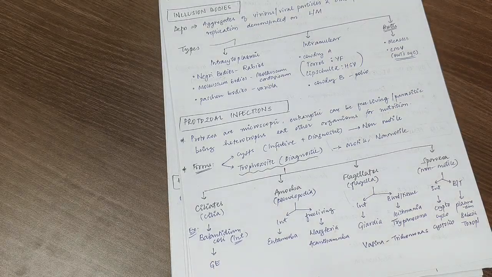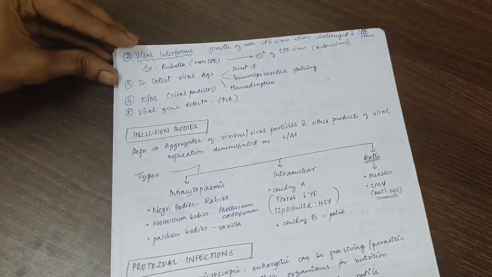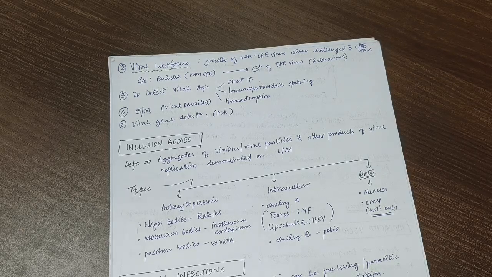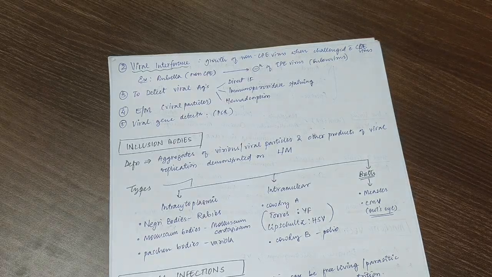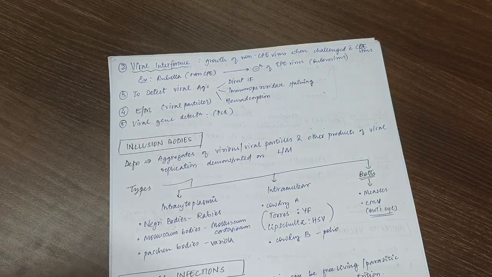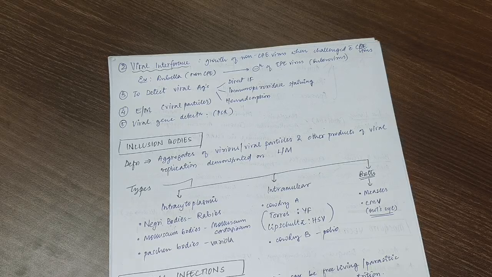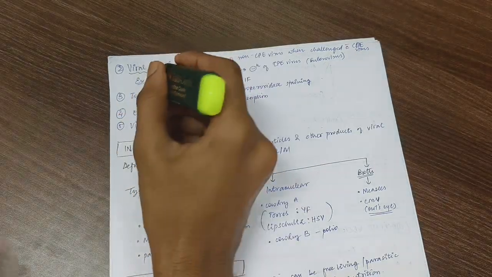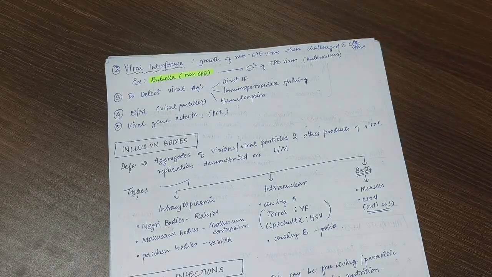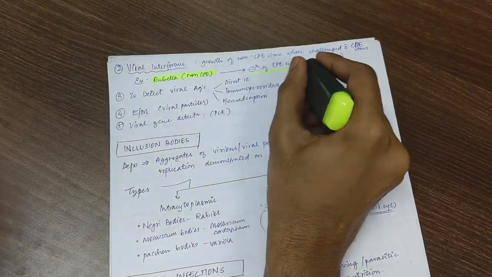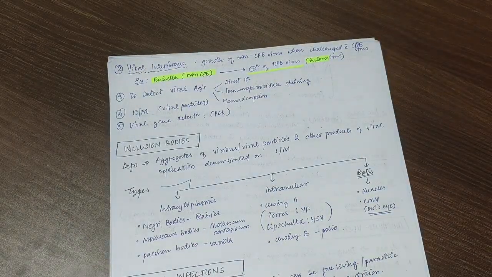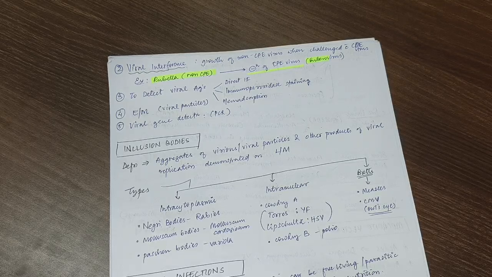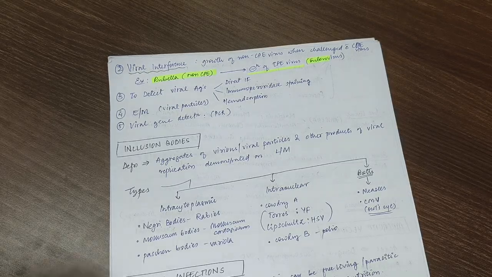Then next method, you are going to see the virus growth rate. How? It is by viral interference. What is interference? It is the growth of a non-cytopathic effect virus when challenged with a cytopathic virus. If there is already a non-cytopathic virus inside, you are going to see inhibition of the cytopathic effect. For example, rubella, being a non-cytopathic virus, is going to cause inhibition of the cytopathogenic virus, that is enterovirus. If there is already a non-CPE growth, it is going to inhibit the cytopathic effect of the new growth.